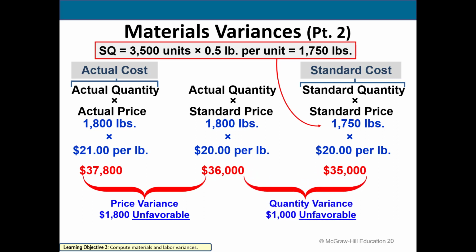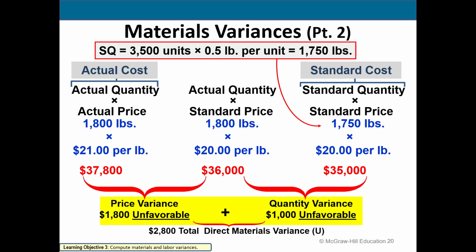And they used 1,800 pounds of material, which is 50 pounds more than they should have because they made 3,500 units. 3,500 times 1/2 a pound per unit is 1,750, which is what they should have used. They used 1,800. So they have an unfavorable quantity variance of 1,000. And then adding together the two unfavorable variances means we have a total direct materials variance of 2,800 unfavorable.